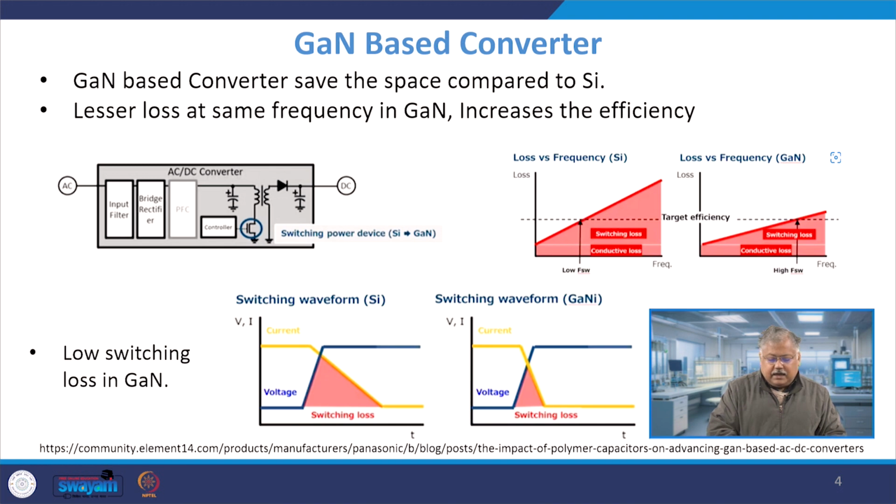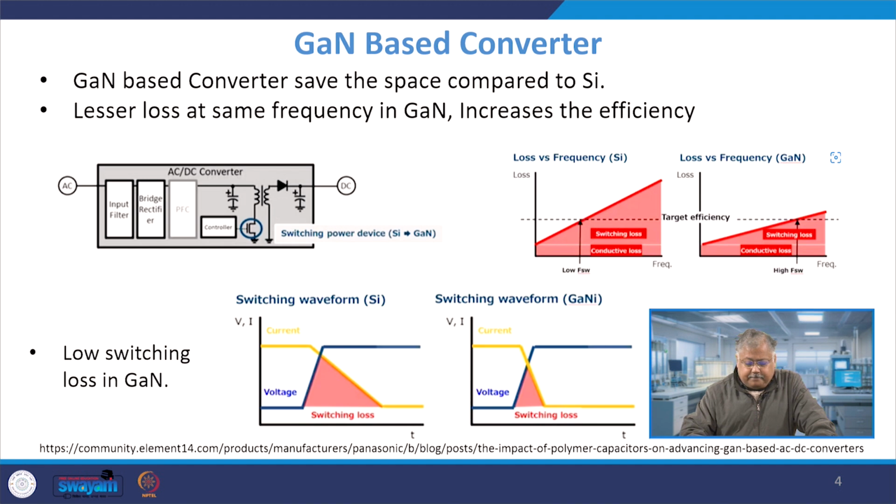Now let's look at the GaN-based converter, which does a DC-DC or an AC-DC conversion. GaN-based converters save a lot of space in terms of area requirement, and for the same amount of space the efficiency is much better. The second part is that at the same frequency as silicon, for GaN the loss is relatively small, and therefore it increases efficiency.